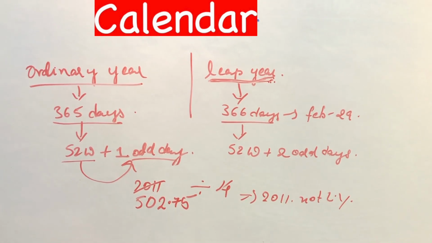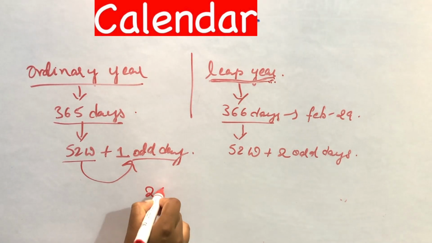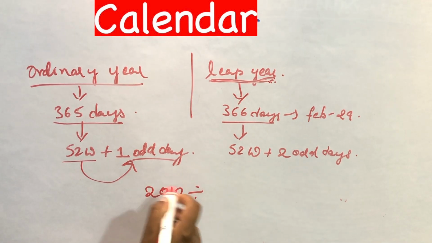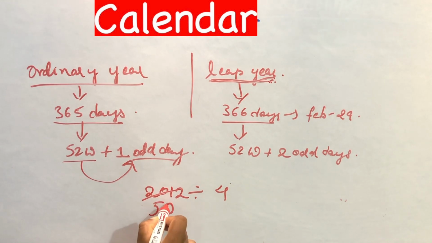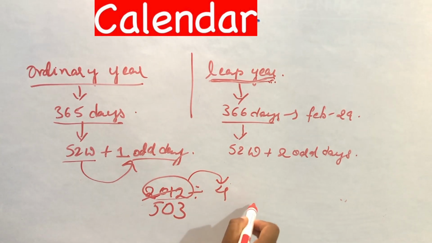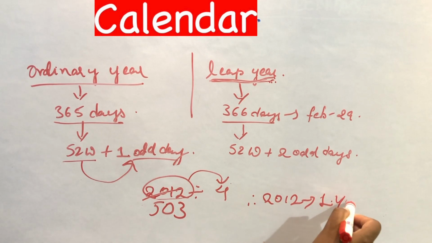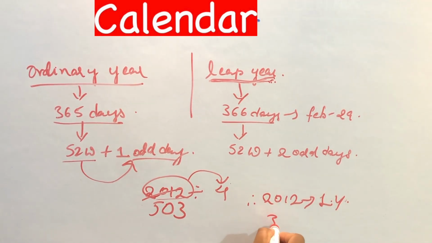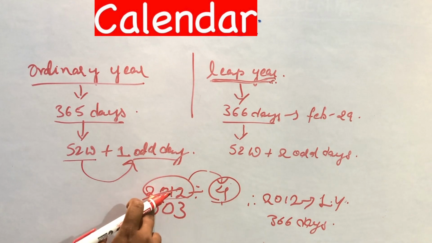Let's check another example. Now, let's divide 2012 with 4. If you divide this 2012 with 4, you will get value as 503. That is, this 2012 is divisible by 4. Hence, 2012 can also be known as the leap year. Okay, where you have 366 days. Hence, what we can conclude is all the multiples of 4 is a leap year.